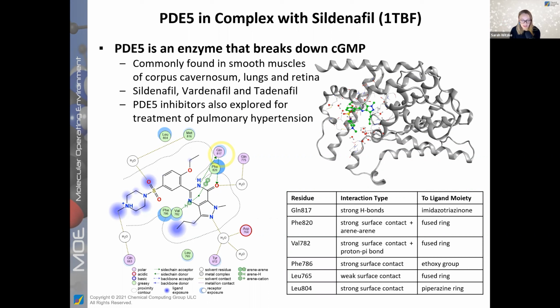binding here. Now, the rest of that scaffold has several arene interactions. So there is a pi-pi stacking from the ring and up to phenylalanine 820. And there's a proton pi interaction from that scaffold and to valine 782. Now, furthermore, there are several strong surface contacts placed around. So for instance, we have phenylalanine 782, we have a leucine 84 and leucine 765 that are all important for interacting with the ligand. You'll see that there's also several bridging water molecules that are creating hydrogen bonds from the ligand and then bridging to different residues in the protein.